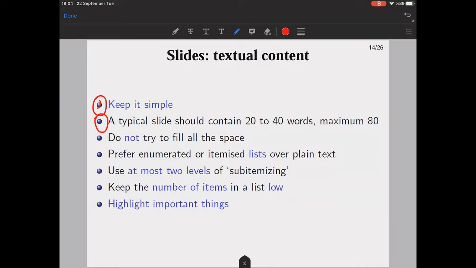Use at most 2 levels of sub-itemizing, like at most 2 levels, maybe 3 here. Keep the number of items in a list low. If you're giving a list, keep them low, and highlight the important things. You can use color for highlighting, for example, or make them a bit larger. But using color could be much more effective.